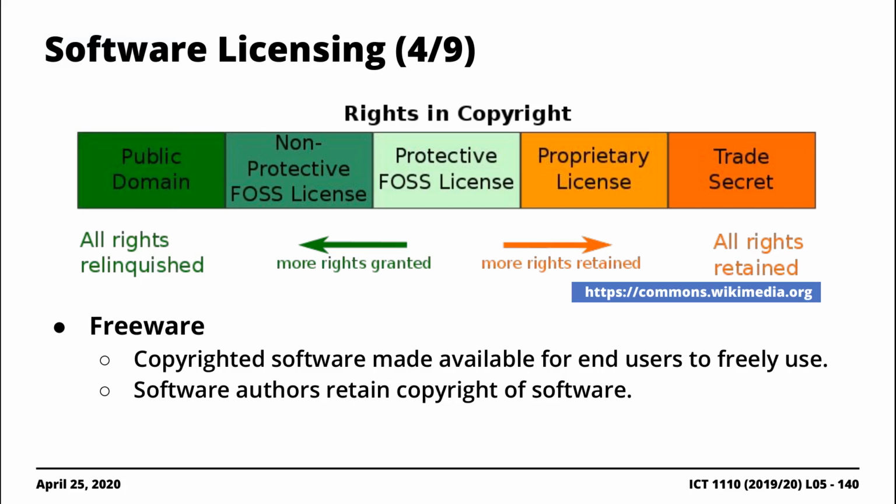And then you also have freeware, right? This would be software that is copyrighted. The original authors of the software will retain copyright access to the software, but it's made available for free for end users to use. Now, in certain instances, it could mean that the source code to the software is not made publicly available, right? So you can download the application and install it on your computer system, be able to use it, but you won't have access to the source code.